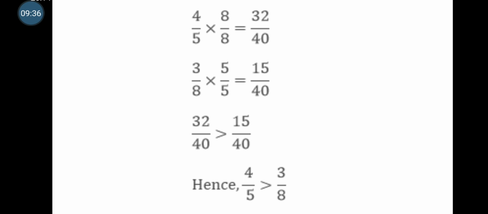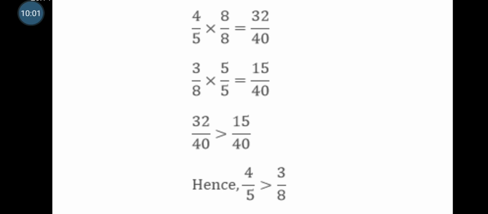So how to do that? In the first fraction I will multiply and divide by 8. Why? Because in the denominator I am having 5. So 5 into 8 will give me 40. And in the second rational number I am having 8 in the denominator. So 8 into 5 is going to give me 40. So multiply and divide by 5. Okay, so both the rational numbers are having 40 in the denominator.